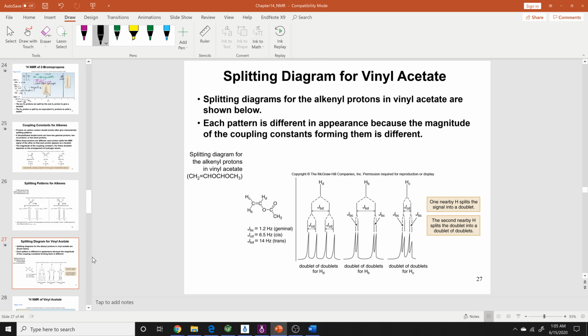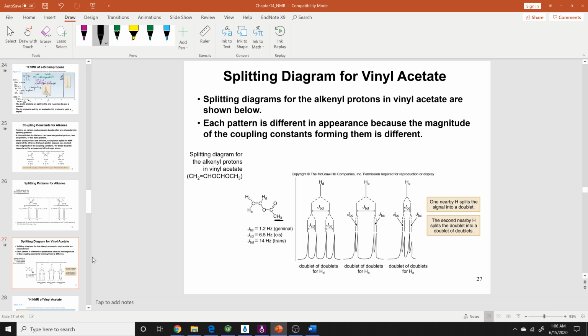So let's have an example in here, the splitting diagram of vinyl acetate. With vinyl acetate, you have 4 different types of hydrogens. You have the CH3 in here, which is going to appear as a singlet, as one peak, because it has no hydrogens around it. But I didn't show it in here in the splitting diagram.